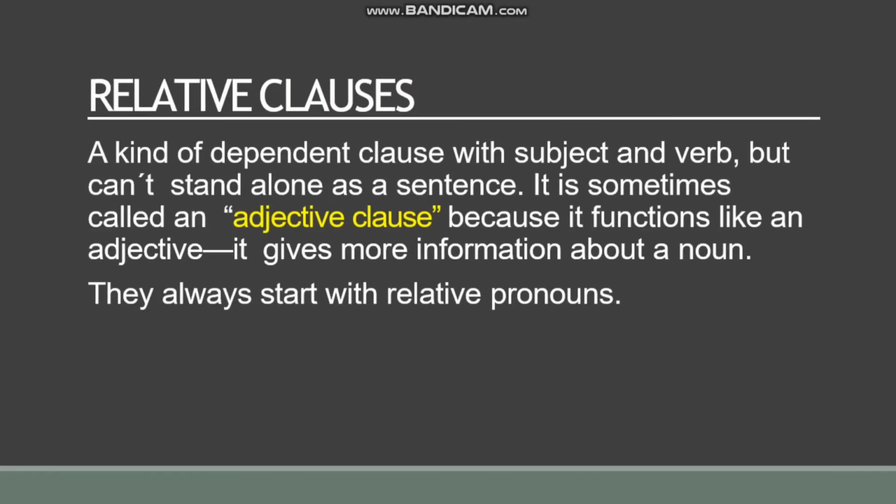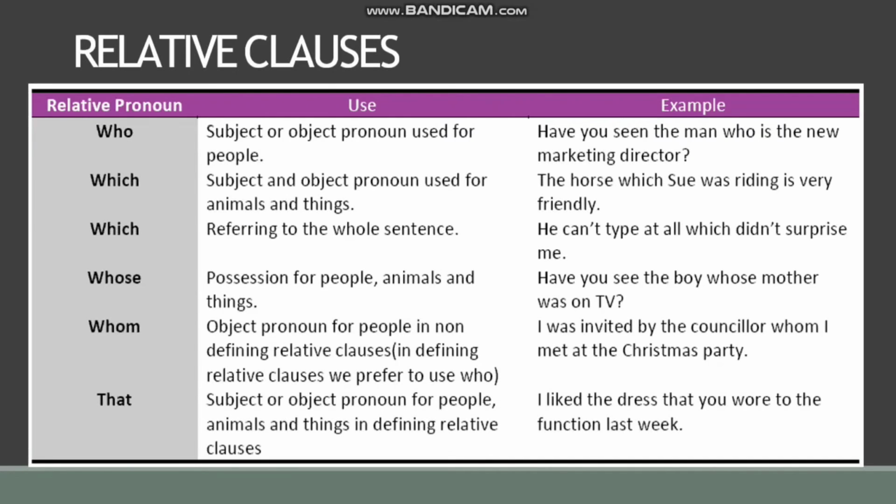Now relative clauses are a kind of dependent clause with a subject and a verb, but they can't stand alone as a sentence. It is sometimes called an adjective clause. We can call relative clauses adjective clauses because they function like an adjective. They give more information about the noun. They always start with a relative pronoun. Who: subject or object pronoun used for people. Have you seen the man who is the new marketing director? So here it asks the question who.